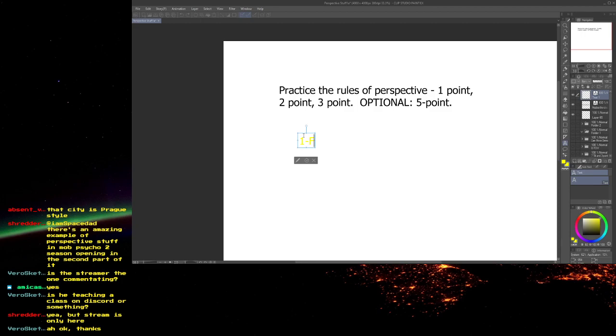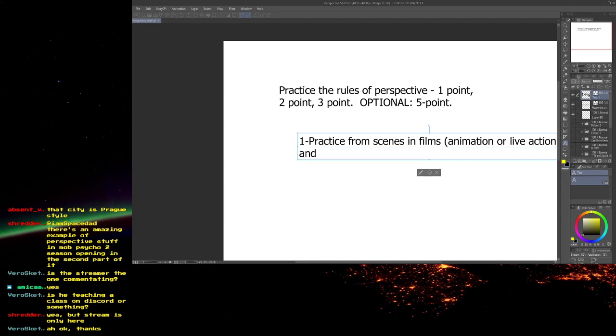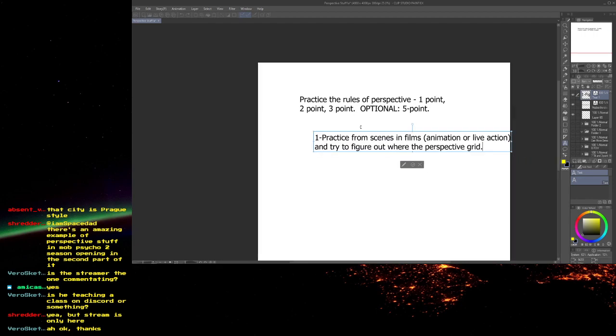So the first one is: practice from scenes in films, animation, or live action, and try to figure out where the perspective grid is. First one, that'll be 1 to 3 pages, but you can always do more than that.